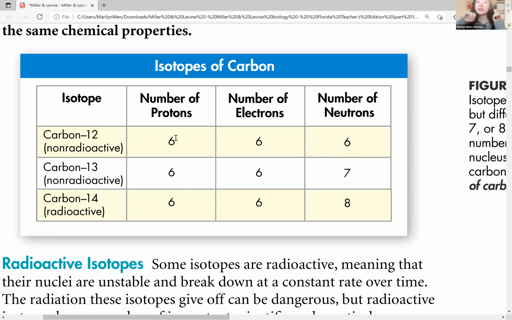And carbon-14 is when you have two added neutrons. When you learn chemistry, you will learn that when you add too many neutrons onto an element that's not supposed to have this many neutrons, it becomes radioactive. And that's how nuclear fission and fusion works.